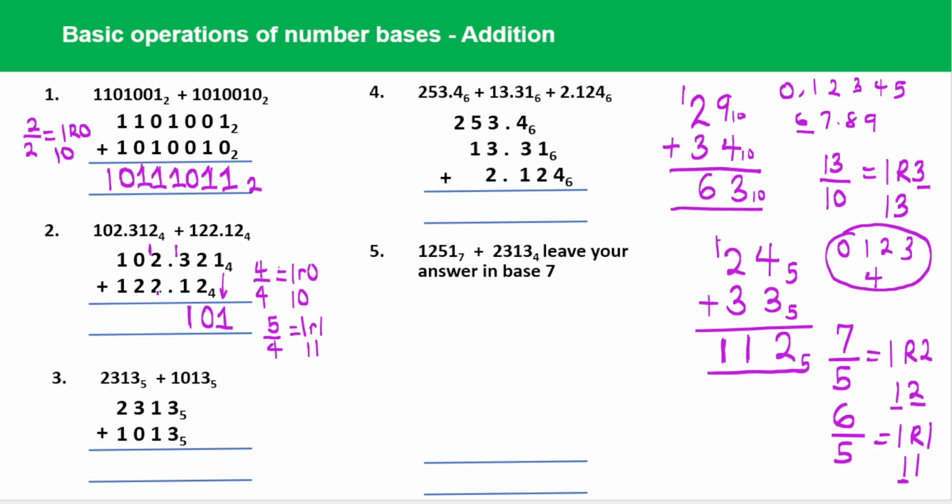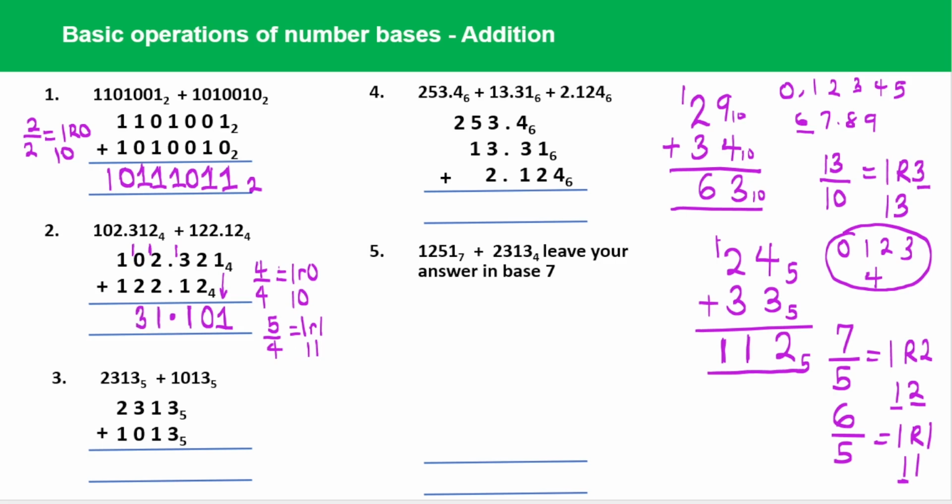Again, this will give me 5. I cannot write 5 here again. So what do we do? I divide the 5 again by 4. 5 over 4 is 1, remainder 1. So again, we're going to have 1, 1. 1 plus 0 plus 2 will give us 3.